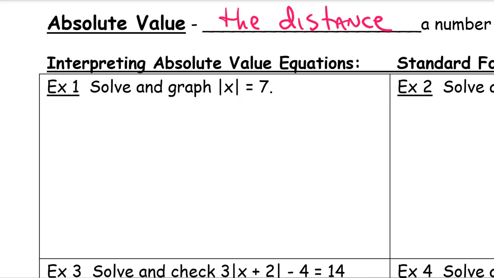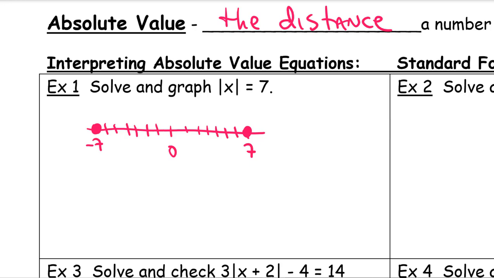Now think about this, because it says solve and graph. If I think about the number 7, here's the number line. 0 is going to go in the number line. Now we've got 1, 2, 3, 4, 5, 6, 7. So 7 is 7 away from 0 on the number line. And also, negative 7 is also 7 spots from 0 on the number line.